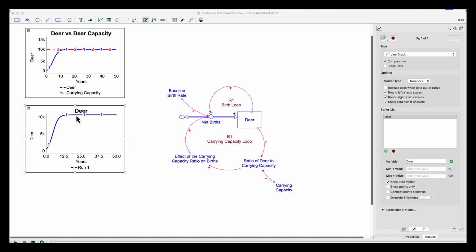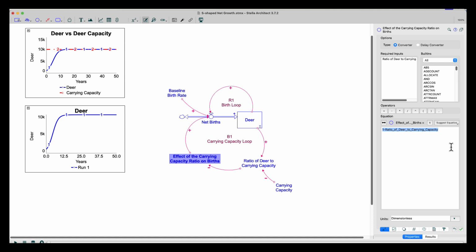This is a comparative graph of deer on the bottom, and it's the deer versus the capacity in that top graph. Right now, the way it's working is the ratio of deer to carrying capacity. I'm simply dividing deer by the carrying capacity. This has been normalized, it's dimensionless, and that's going into this effect. And if I double click on the effect, right now we have it as 1 minus the ratio.